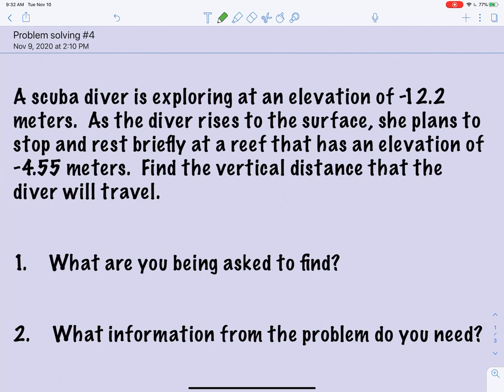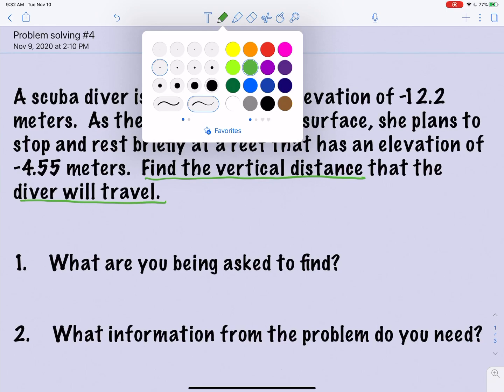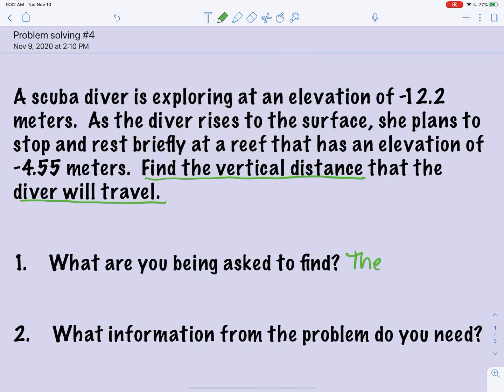So, number 1 says, what are you being asked to find? And it tells you pretty specifically the vertical distance that the diver will travel. So you'll answer that. The distance the diver traveled.